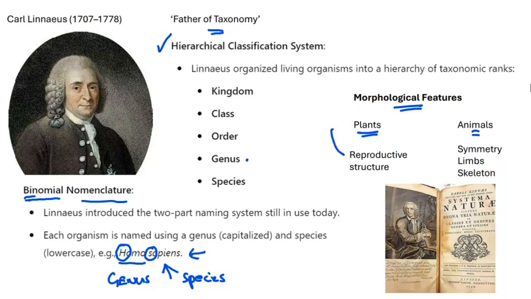Particularly in plants, he would be using reproductive features such as the number of carpels, the number of stamens, the petal arrangement and structure. Whilst in the animals, he was concerned with the symmetry of the form of the animal, the arrangement of a number of limbs, and of course their skeletal structure. And he used these in order to create kingdoms, classes, orders, genus, and species of animals and plants.